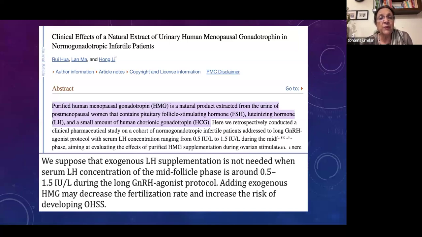Now, clinical effect of a natural extract of urinary human menopausal gonadotropin in normogonadotropic infertile patients. Purified human menopausal gonadotropin is a natural product extracted from the urine of postmenopausal women that contains follicle stimulating hormone, luteinizing hormone, and a small amount of human chorionic gonadotropin also.